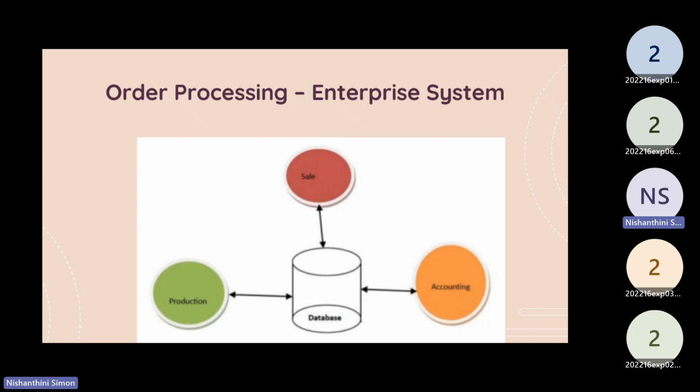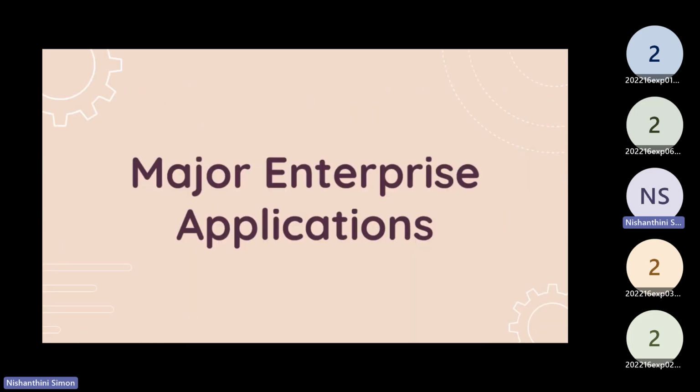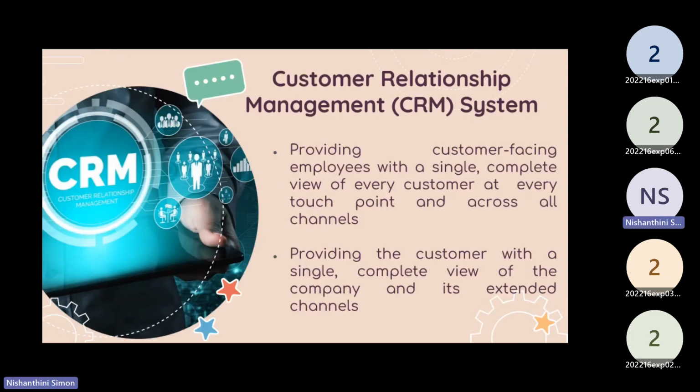So more or less, almost all systems now are like this. We have the one same system where different divisions or even different employees will be accessing and choosing. So in that, we are going to talk about the major four: the ERP, the CRM, SCM, and KMS. So about these major four enterprise applications, let's have a look. Yes, we'll start with CRM, the customer relationship management system.